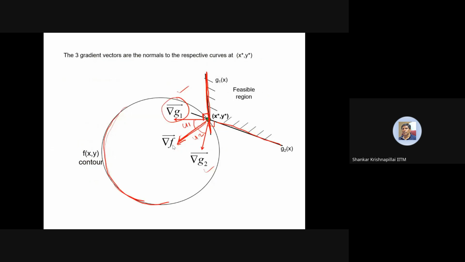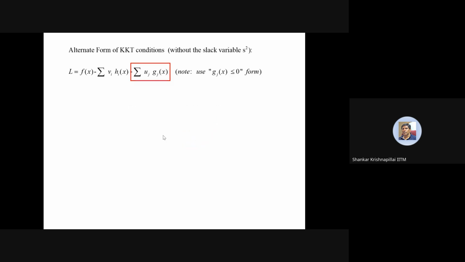Okay, so now we go to the last topic of Lagrange multipliers, that is the Lagrange multiplier method without slack variable. If you are an expert in optimization, you don't need to use the slack variable S squared to decide if the solution is satisfying the constraint, that is, if it's in the feasible region, infeasible region, or on the active boundary. It is not required if you are an expert. So let us see the method without slack variable.